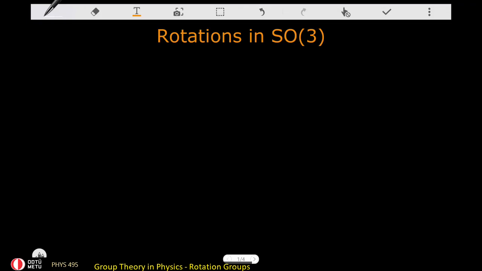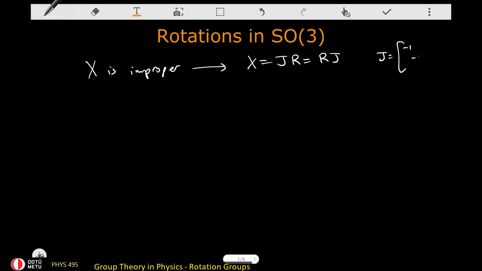Now we are going to give a description of the proper rotations in 3 dimensions. Let's just remember this. Any improper rotation, let's say x is improper, can be described as inversion followed by a rotation or vice versa, it doesn't matter. So J is the inversion operation, and R is a proper rotation. Once we understand the proper rotations, by using this relationship, we can also say something about the improper rotation.